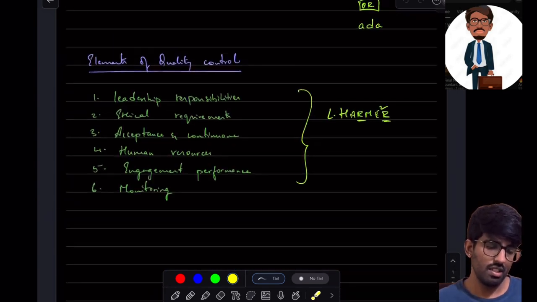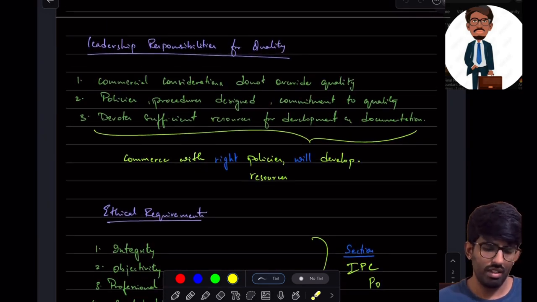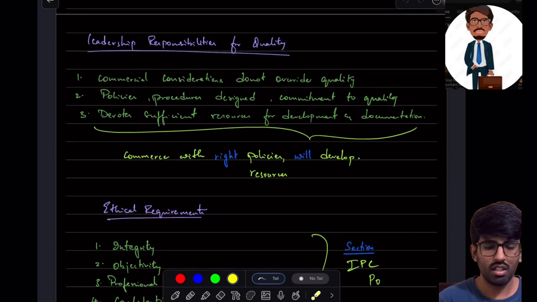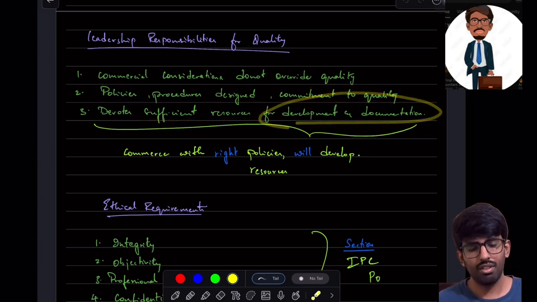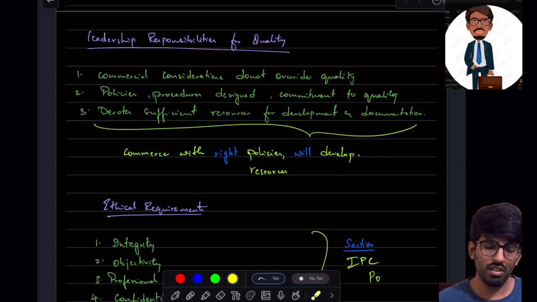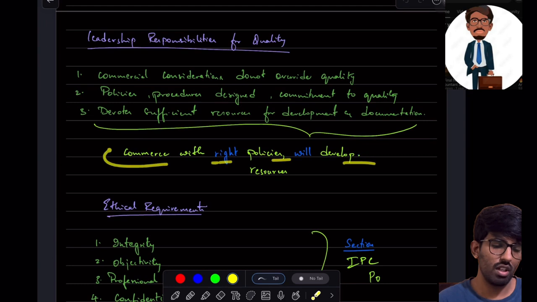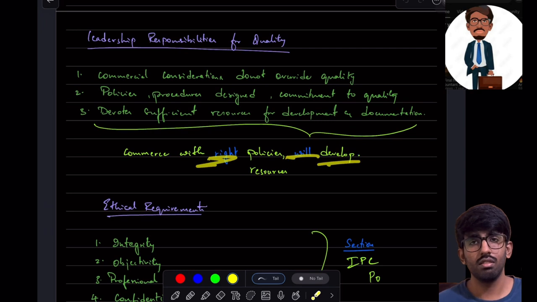And the next thing is in leadership, again, we have a few things to remember. We have 3 points. Leadership responsibilities for quality. So we have commercial considerations do not override quality, policies and procedures design, commitment to quality, and devote sufficient resources for development and documentation. So I've created a memory storyline. Commerce with right policies will develop. Commerce stands for commercial considerations, with policies here, and then development is here. Right and will are filler words.